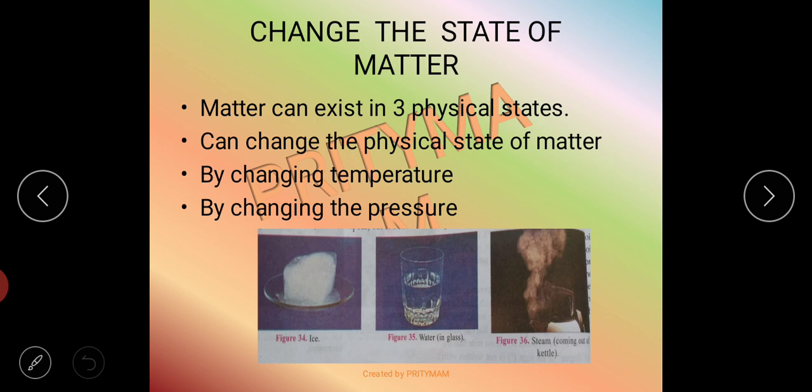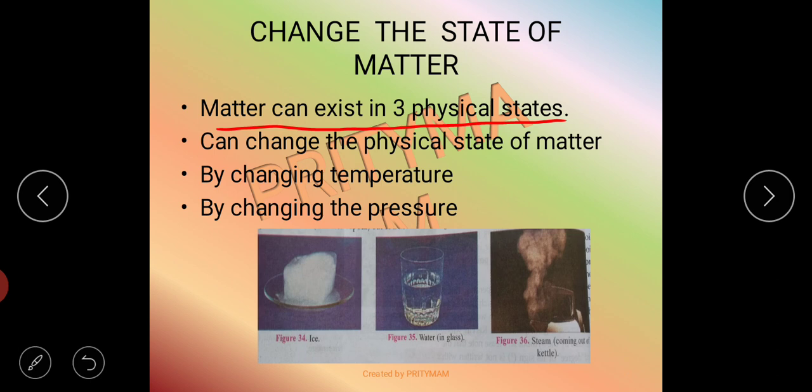You know, students, matter exists in three physical states: the solid state, the liquid state, and the gaseous state or vapor state we can call. Let me give you one example. Water exists as a solid in the form of ice, as a liquid in the form of water, and as a gas in the form of steam or water vapor.